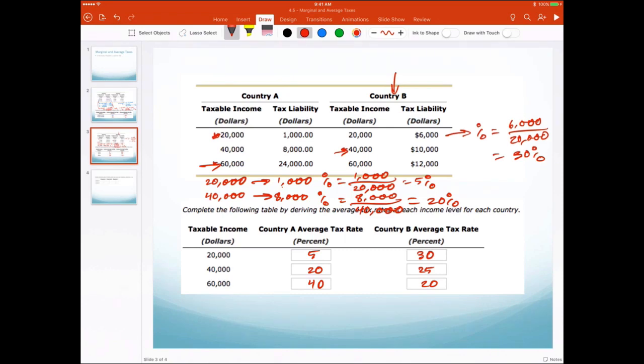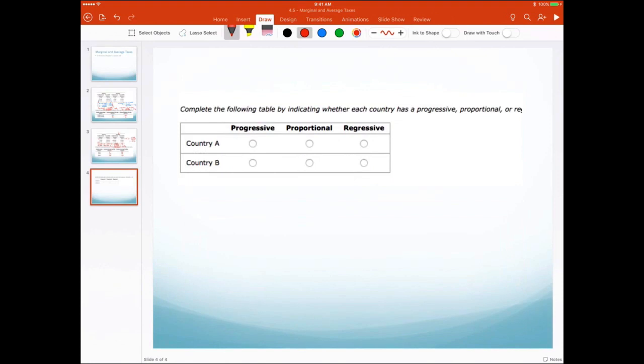Now, the last thing it's going to ask is, okay, is this type of tax system progressive, proportional, or regressive? Right? Remember, progressive is where the tax rate you pay goes up as you gain more income. Proportional is like a flat tax. It stays the same. Regressive is where the tax rate goes down as you gain more income.